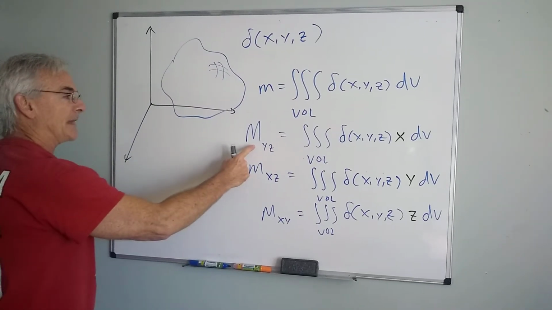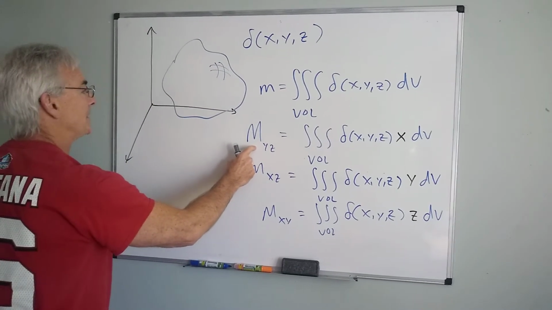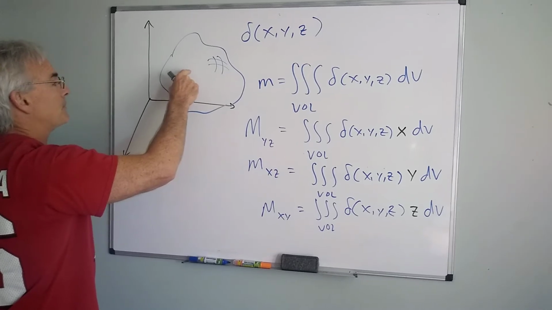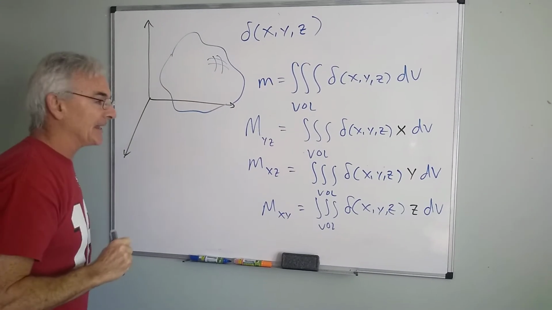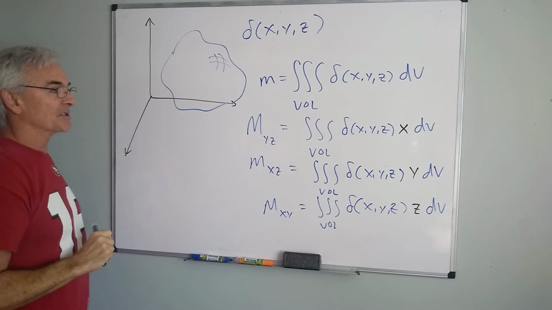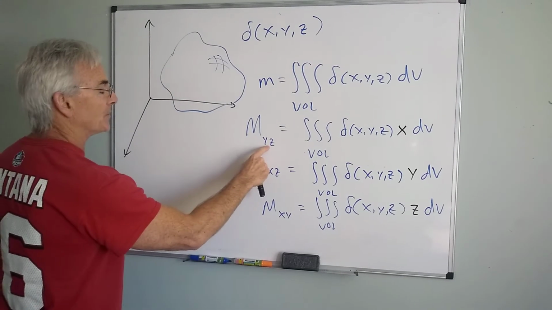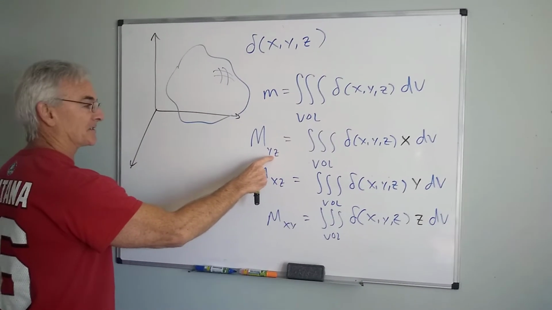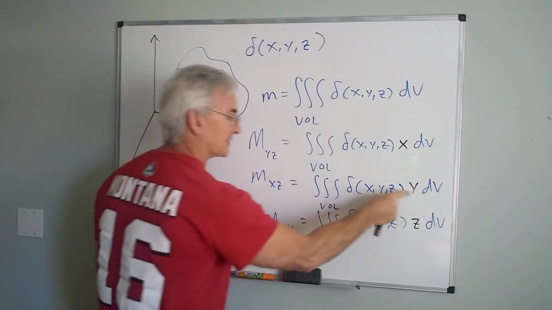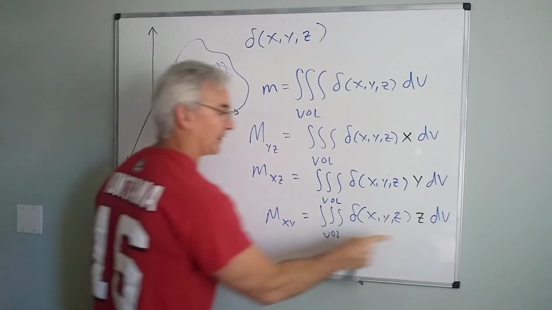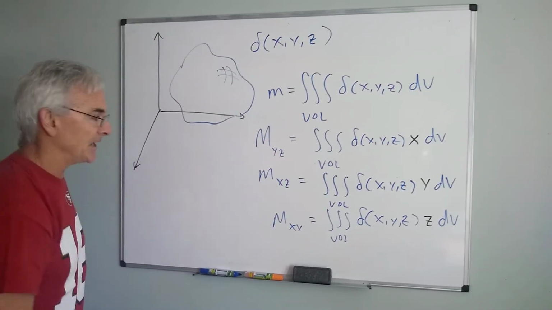Now, we have new names for our moments because the moment to the xz plane, xy plane, and yz plane are the specific distances. So the moment to the yz plane is the x distance. The moment to the xz plane is the y distance. The moment to the xy plane is the z distance, hence the notation.